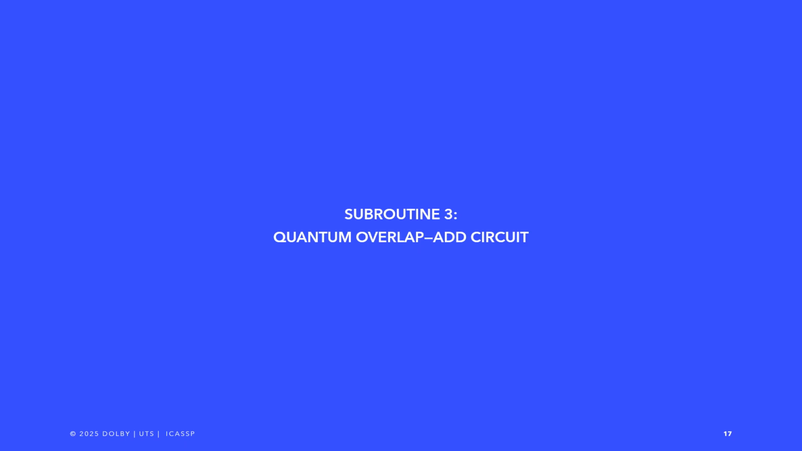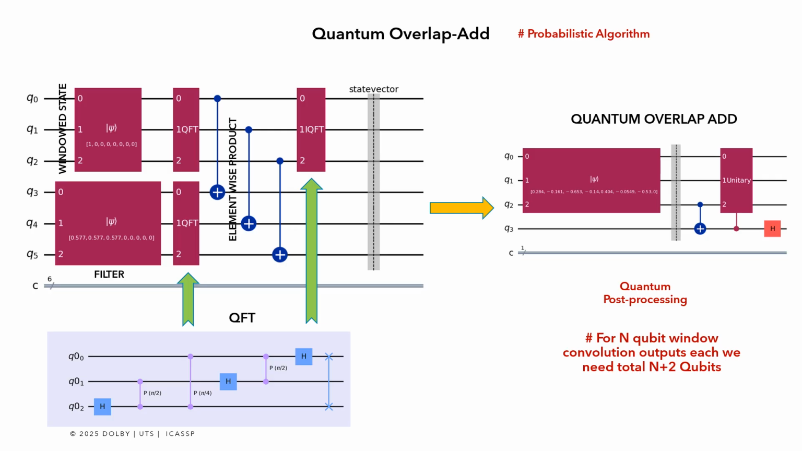The third and final subroutine of our framework is the quantum overlap add circuit. Earlier I showed you how we classically overlap added the output, but we have the option of doing it in the quantum domain as well, which we discuss here. The quantum overlap add subroutine we designed is inherently a probabilistic algorithm, and the circuit is shown on the right side here. For an n qubit window, we need at least n plus 2 qubits.